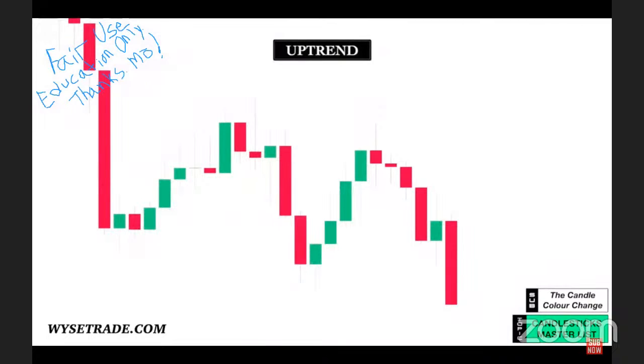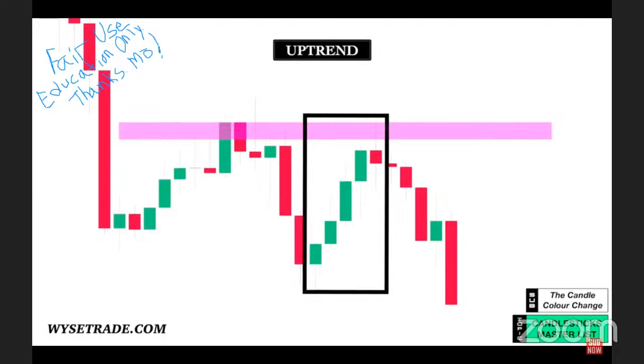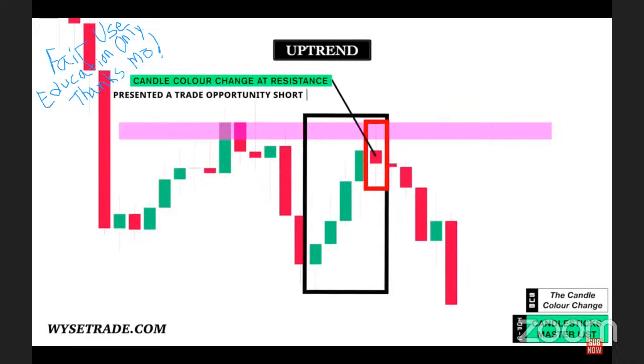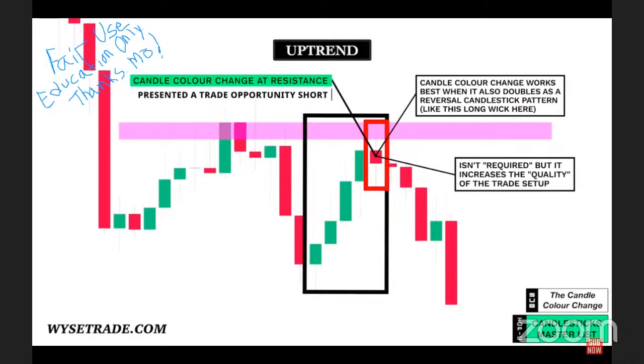Starting with an uptrend. First, price came up, hit and reversed, giving you a key level of resistance. As price starts approaching the key level, notice how you have all green candles before a red candle finally appears. Now, this pattern works best when it also forms a reversal candlestick pattern once it reaches the level. This isn't required, but when you have this combination, it will increase the quality of the setup.